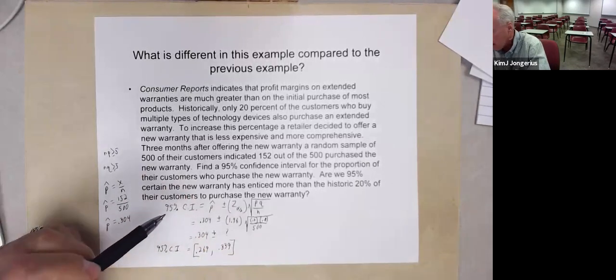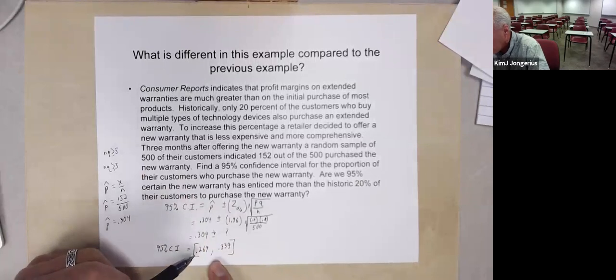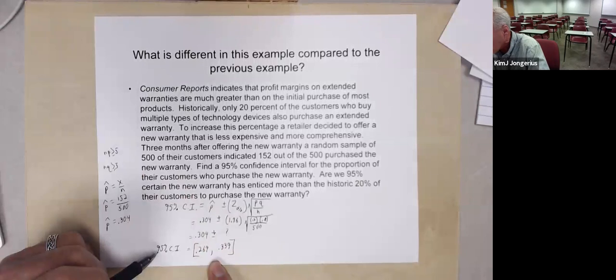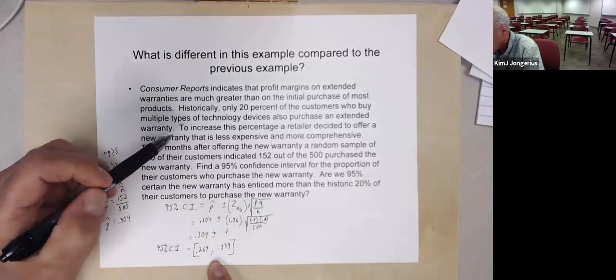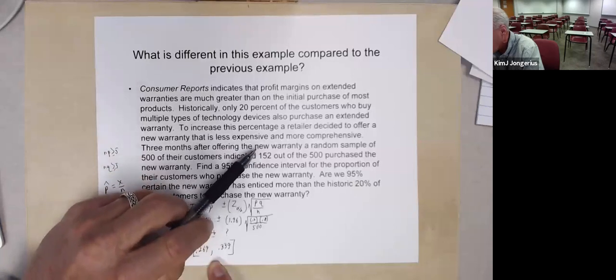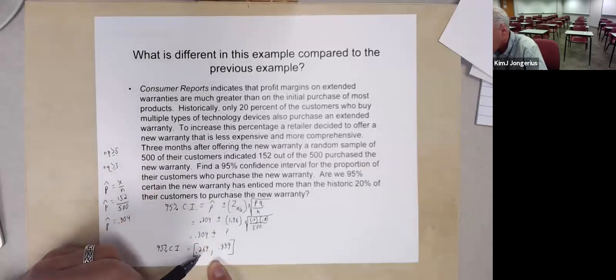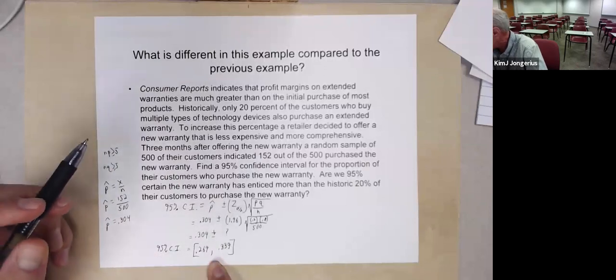Let's make sure we, again, realize what this interval means. It means that I am 95% sure that the percentage of people signing up for the new warranty is somewhere between 26.9% and 33.9%.